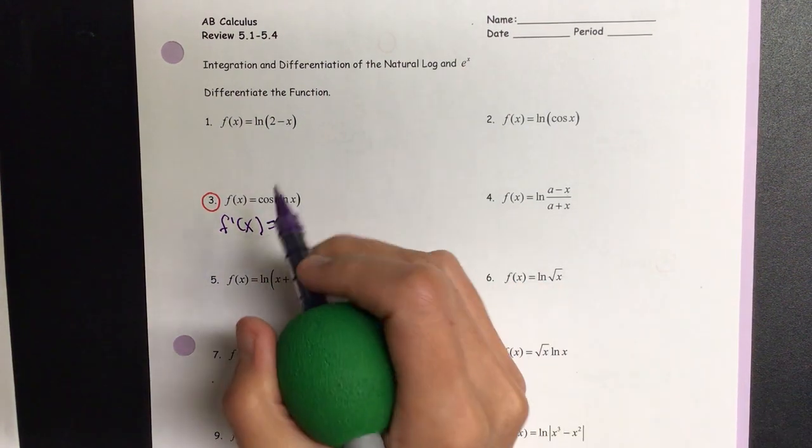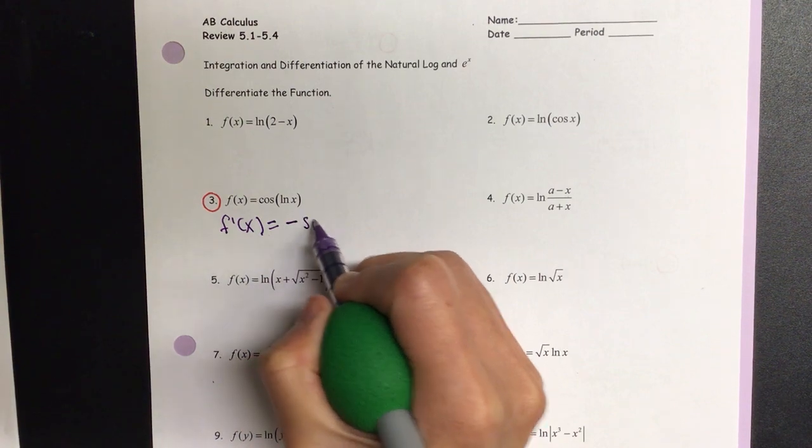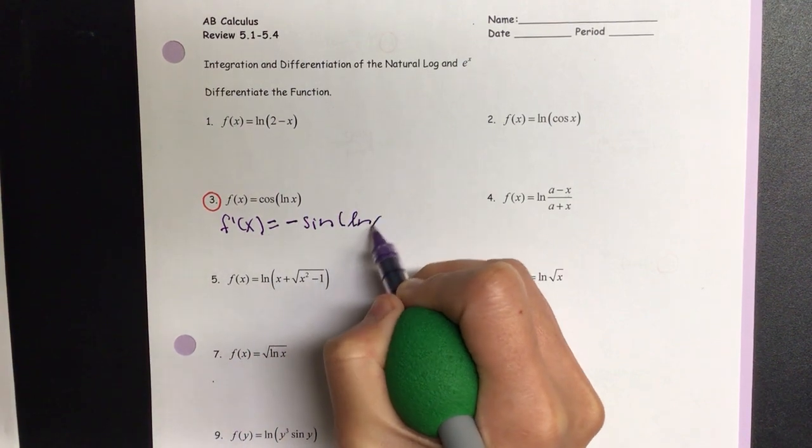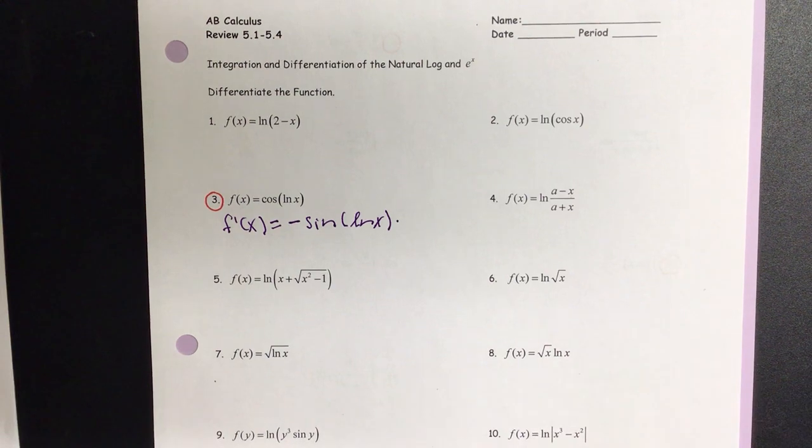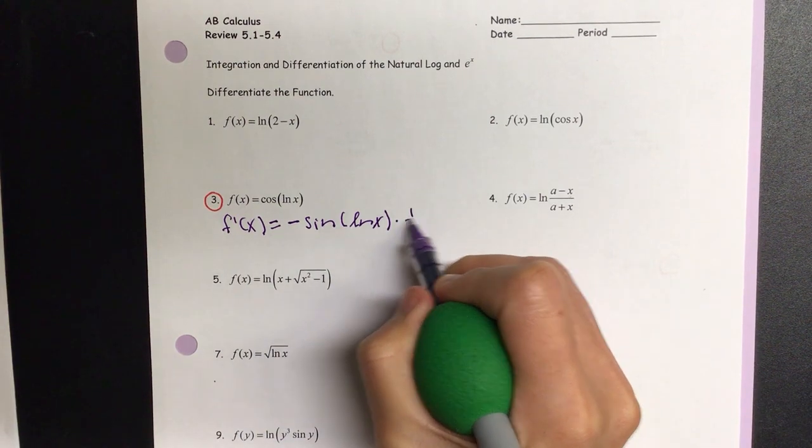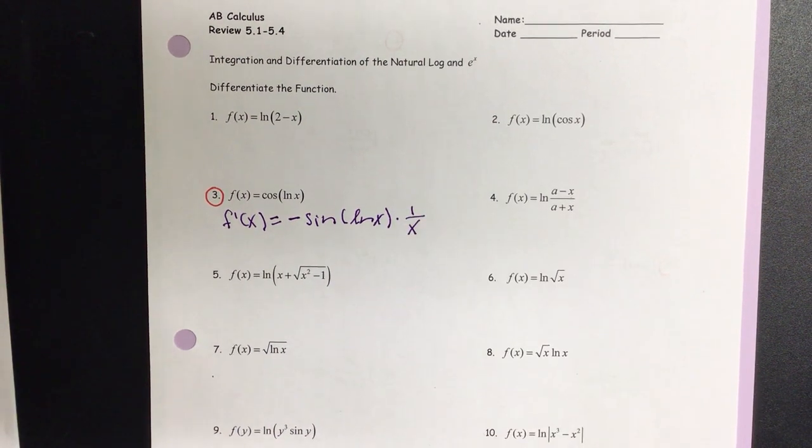What is the derivative of cosine? Negative sine. And you keep the inside as it is. And then multiply by the inside derivative, which is 1 over x. And done.